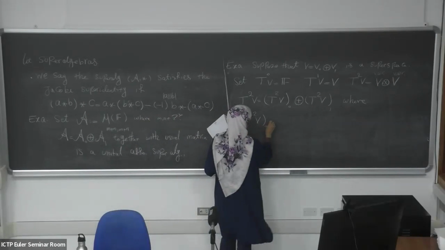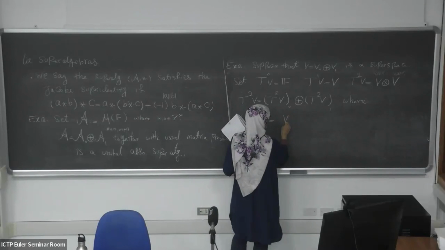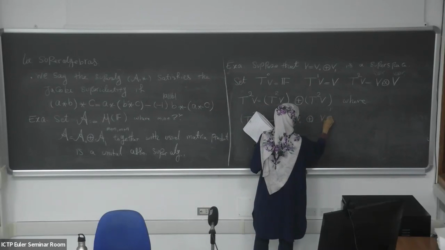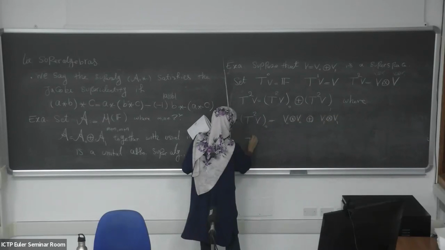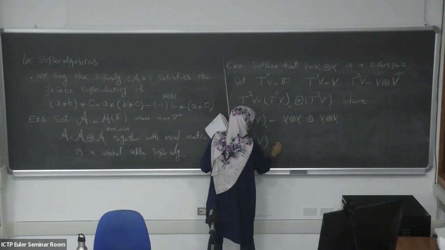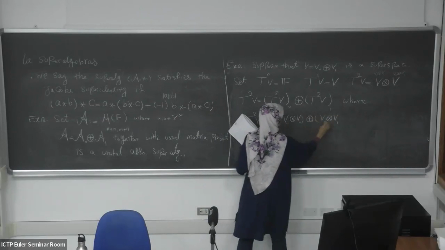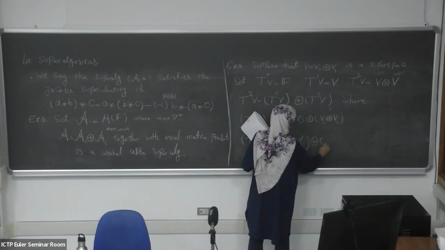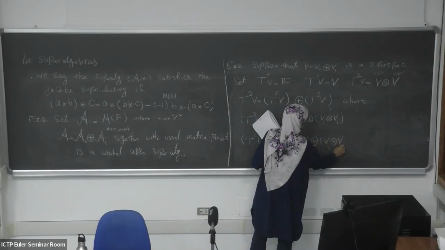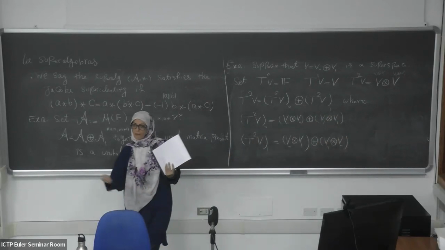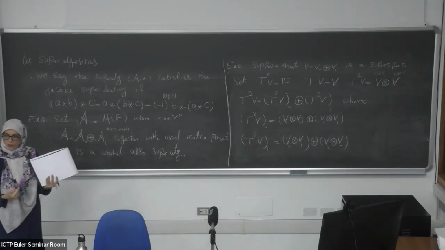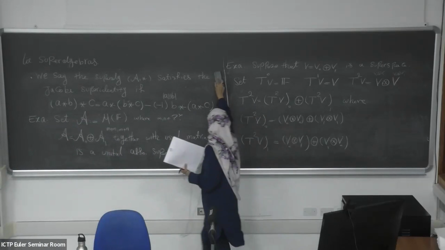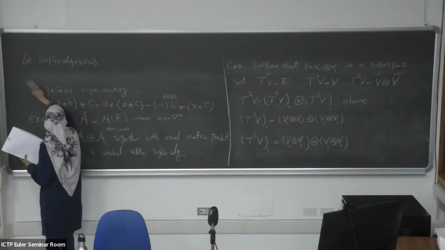So I can define T2V0 to be V0 tensor V0 direct sum V1 tensor V1, and T2V1 to be V0 tensor V1 direct sum V1 tensor V0. So if we have a vector space, T2V is also a vector space, right? And then we can define TnV in general.